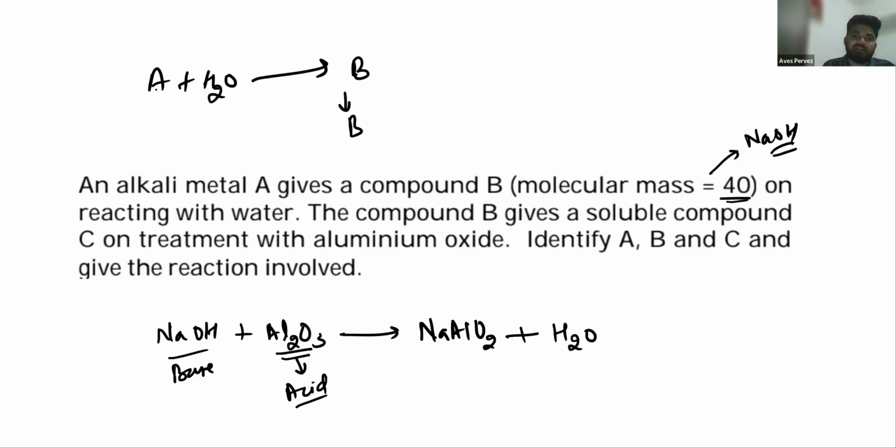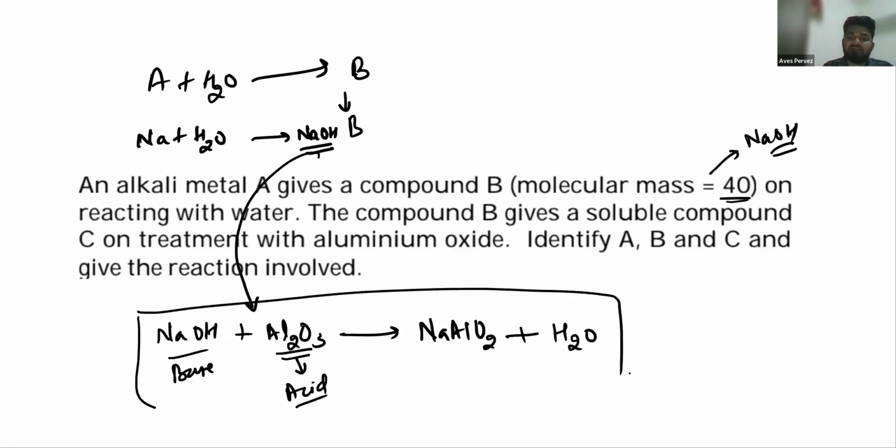So you can write here that A is Na. When it reacts with water, it will give you NaOH, and this compound is soluble. When you react this NaOH with aluminum oxide, this is formed. I have taught you this property of bases reacting with metal oxides. We have studied this, so the question will come according to what you have studied. You need to keep in mind that the properties of metals with bases are very important.